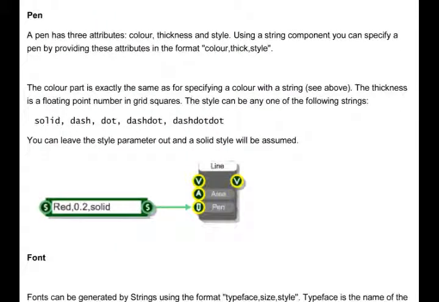Pen. A pen has three attributes: color, thickness and style. Using a string component, you can specify a pen by providing these attributes in the format color, thick, style. The color part is exactly the same as for specifying a color with a string, see above. The thickness is a floating point number in grid squares. The style can be any one of the following strings: solid, dash, dot, dash dot, dash dot dot. You can leave the style parameter out and a solid style will be assumed.